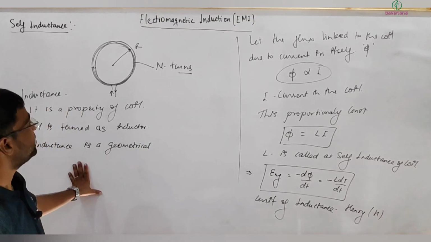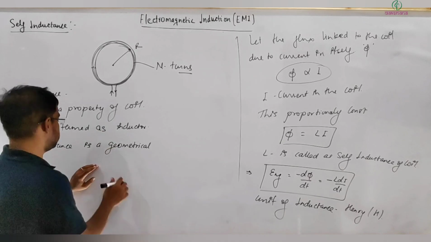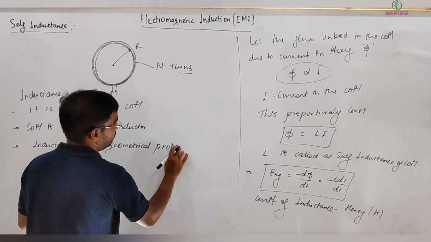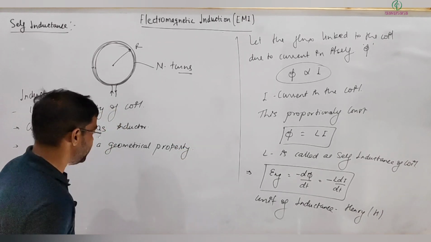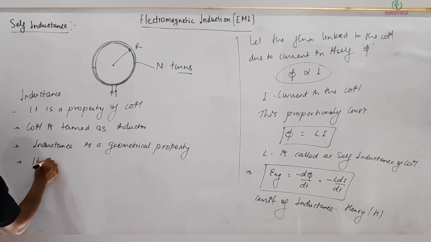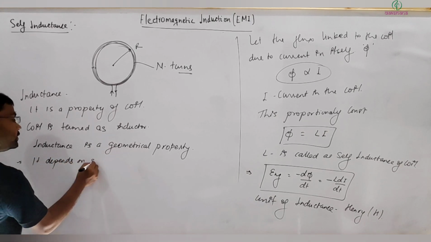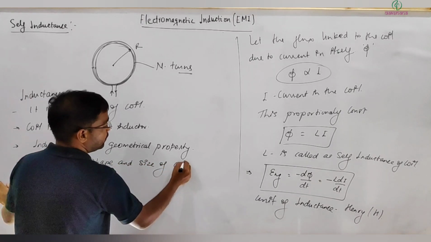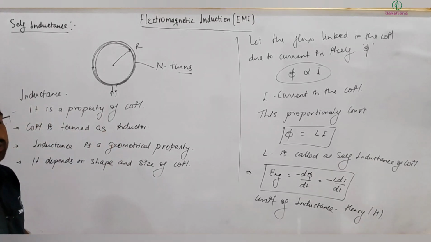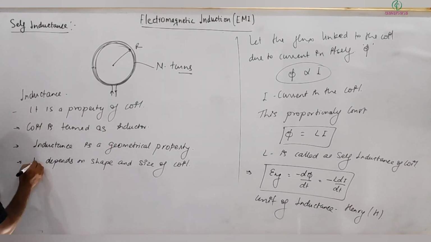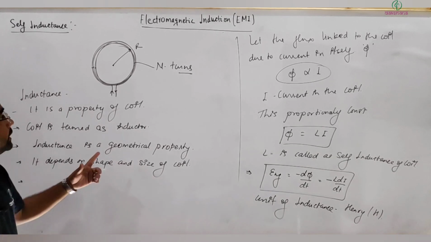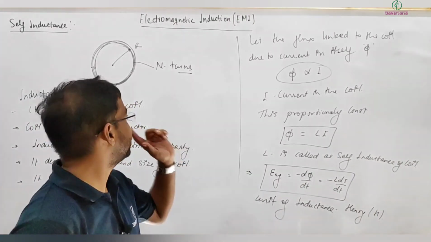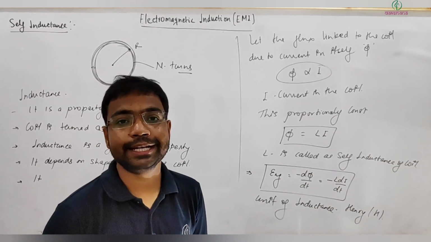Or I can say inductance depends on geometrical properties. I like it. It means it depends on the shape and size of the coil. Right? It depends on the shape and size of the coil. Inductance is not like that when current is linked to the coil, then only inductance will be there.